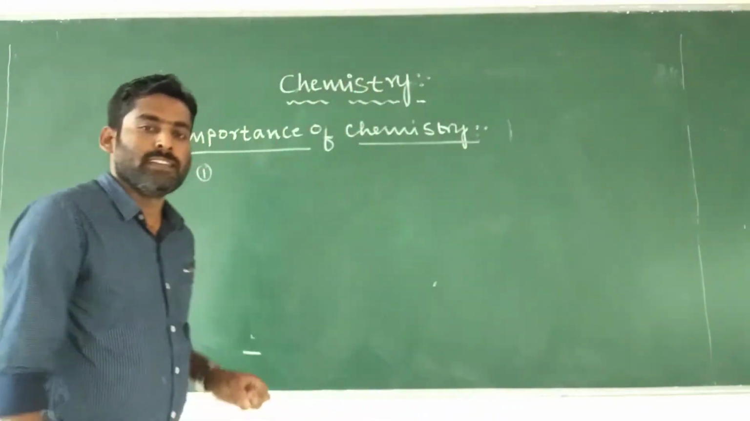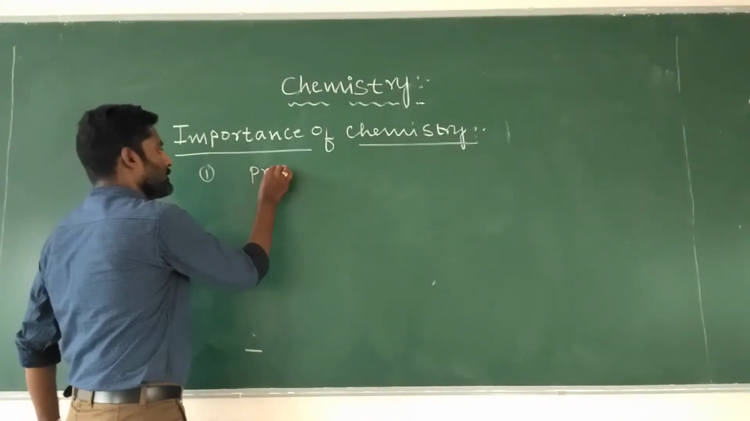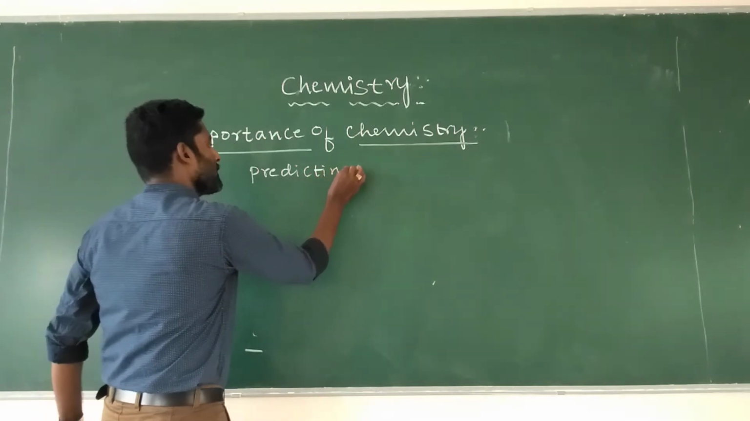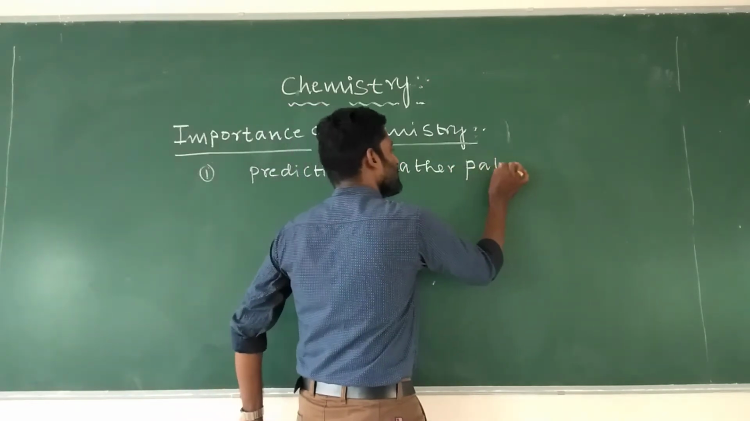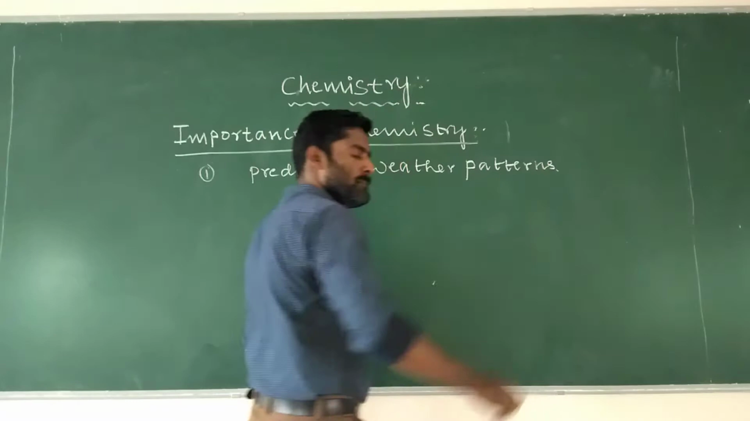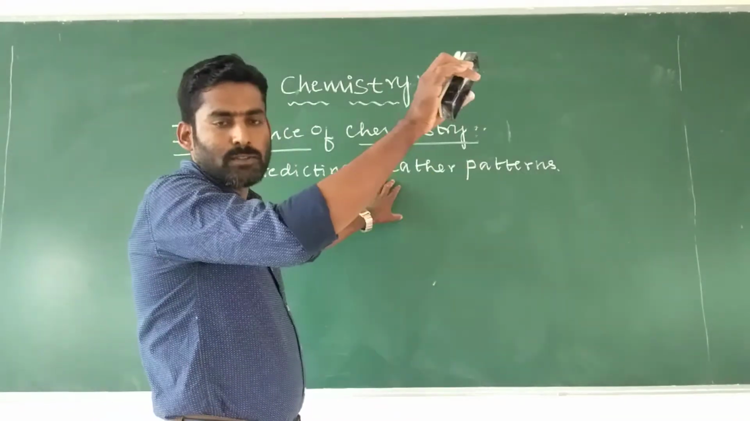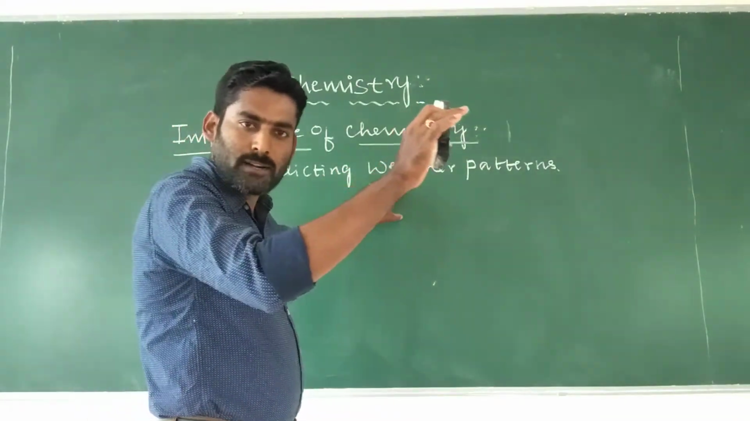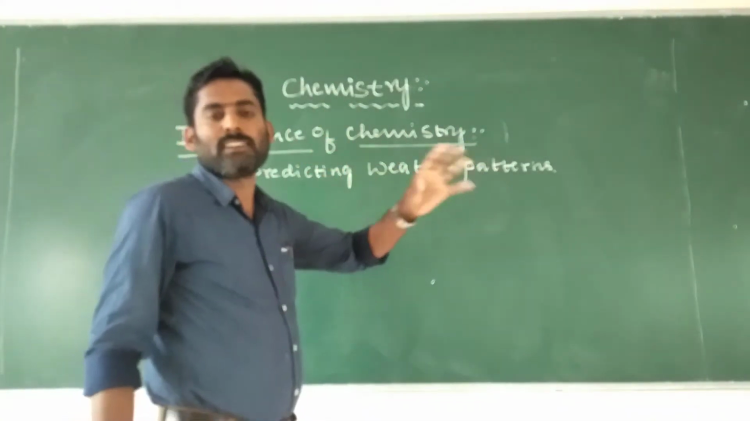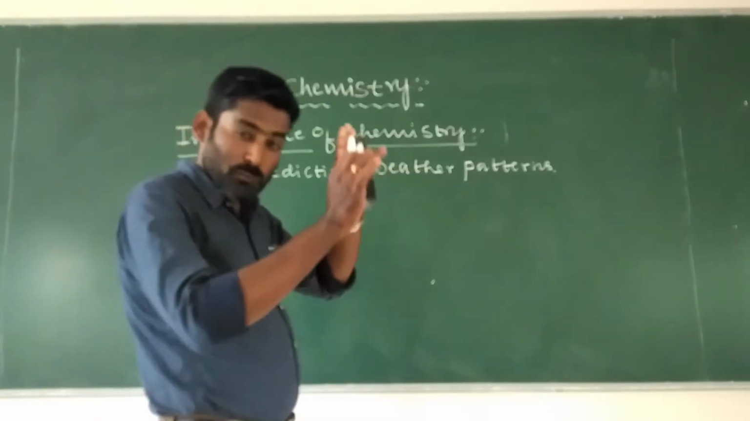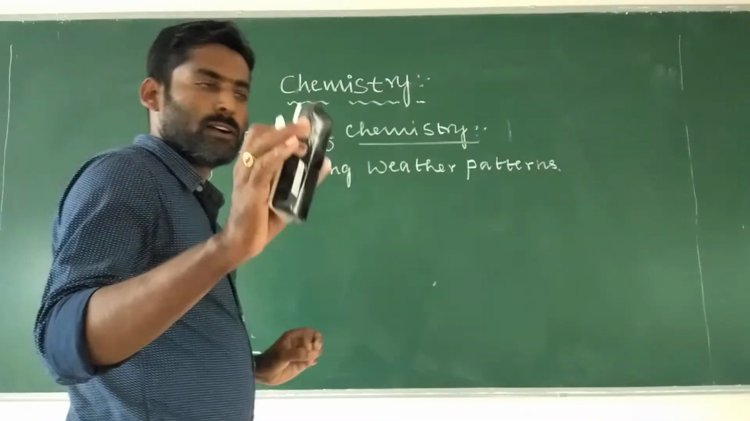the principles of chemistry can be used in various fields or diverse areas like predicting weather patterns. That means what is the moisture level in the air, what is the percentage of carbon dioxide, what is the water vapor level, what is the percentage of other greenhouse gases, etc. To predict weather patterns, the principles of chemistry play a very important role.